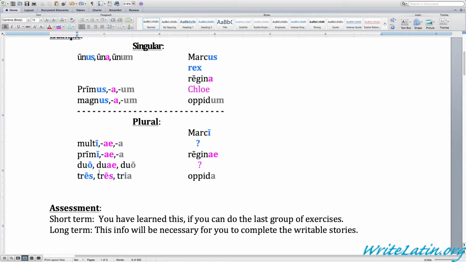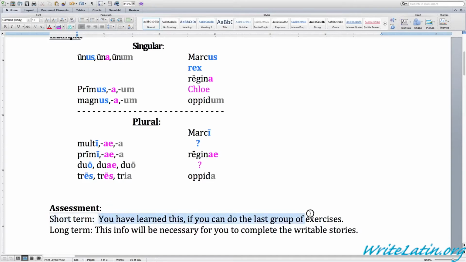-ae goes for either masculine or feminine. -o goes for either masculine or neuter. Obviously, the feminine is a dead giveaway. Obviously, reginae goes with duae. But you might not know if you saw duo that it goes with -e or -a. So take note. Alright, how are you going to use these things?